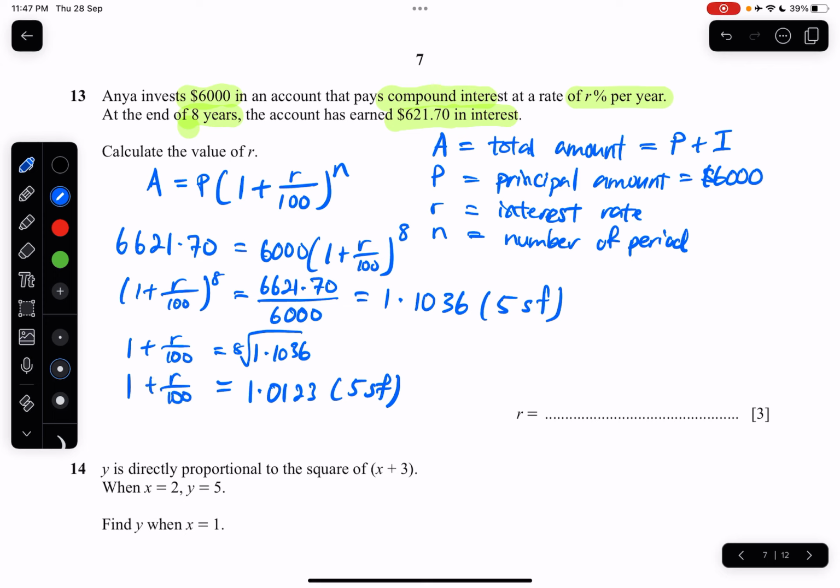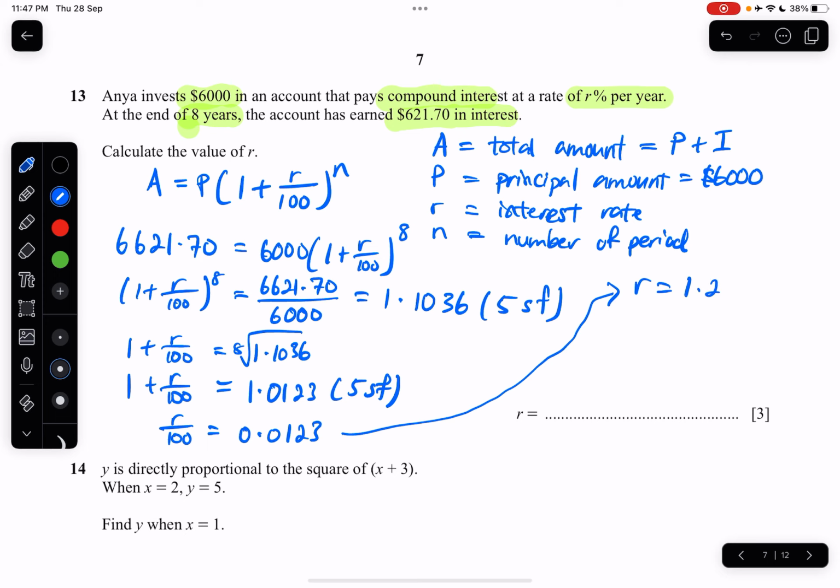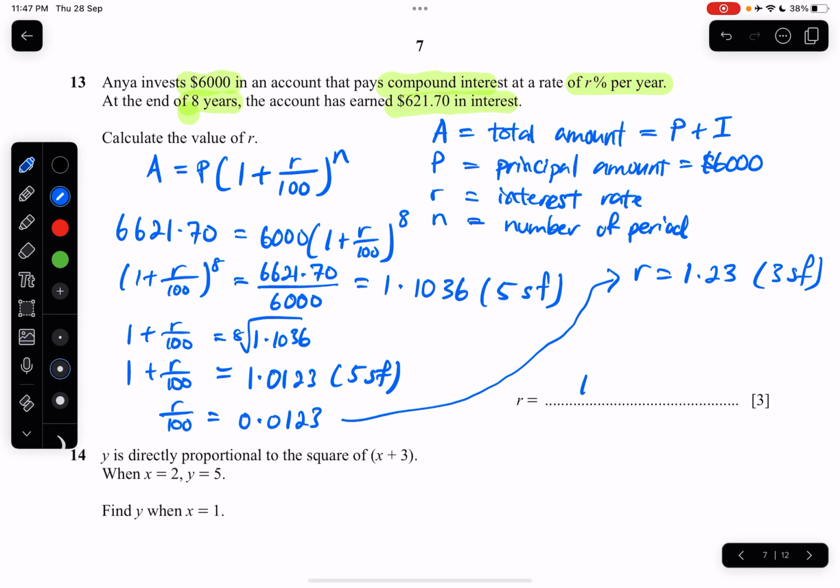So now I minus 1 to the other side, so R over 100 will be 0.0123. I continue this side, so R will be 1.233 SF. So the answer for R will be 1.23%, but we will drop the percent because the percentage is already written down here.